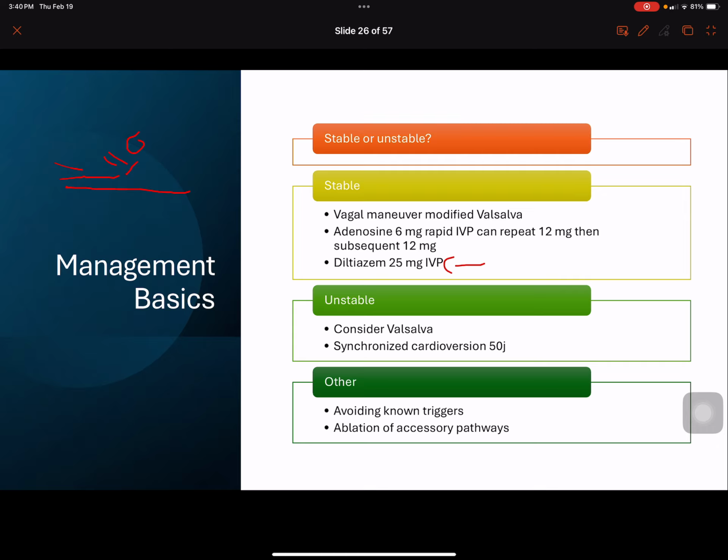the stable patient, or if my patient is already just very unstable, like they have a low blood pressure, less than 90, they're altered, they're having severe diaphoresis, very pale, anything that looks like, man, this patient is getting sick fast, we should go right to that unstable pathway. And again, I put consider Valsalva here because it's just a consideration. But if the patient is really unstable, we're going right to shocking.